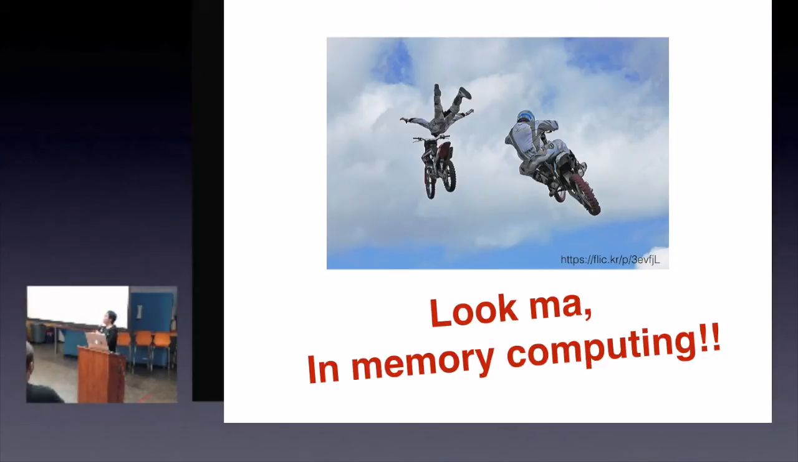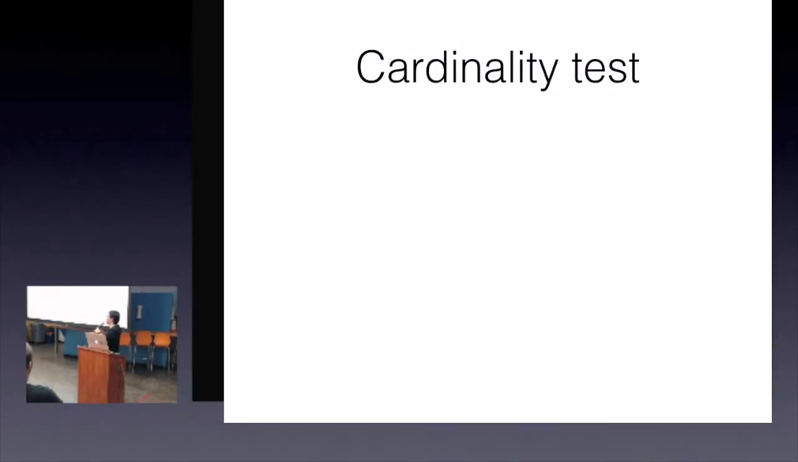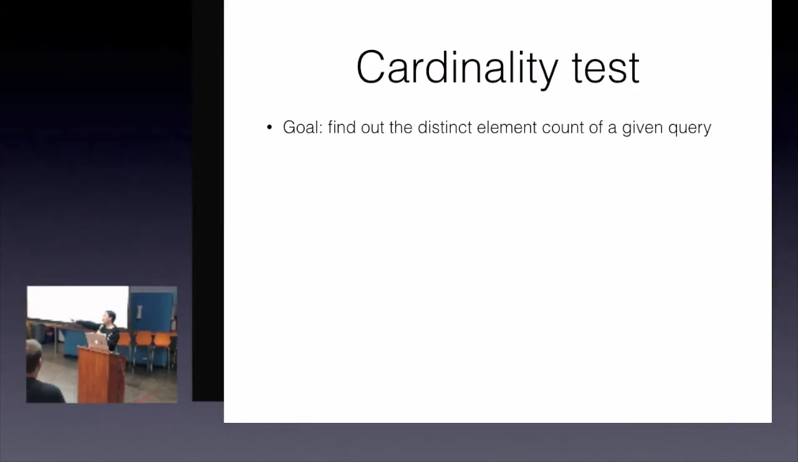So let's zoom into this algorithm in particular. What do we do in the cardinality test? The goal is to find out what is the distinct count for each of the elements. When we say the distinct count, in terms of SQL, it's basically like select something grouped by several columns. And when you group by several of the columns, you get the count of each of the distinct elements for those columns.